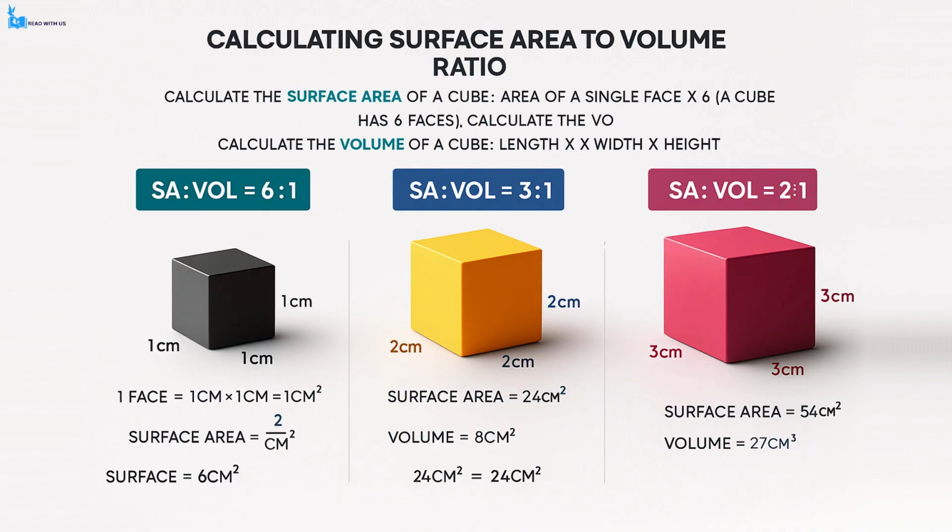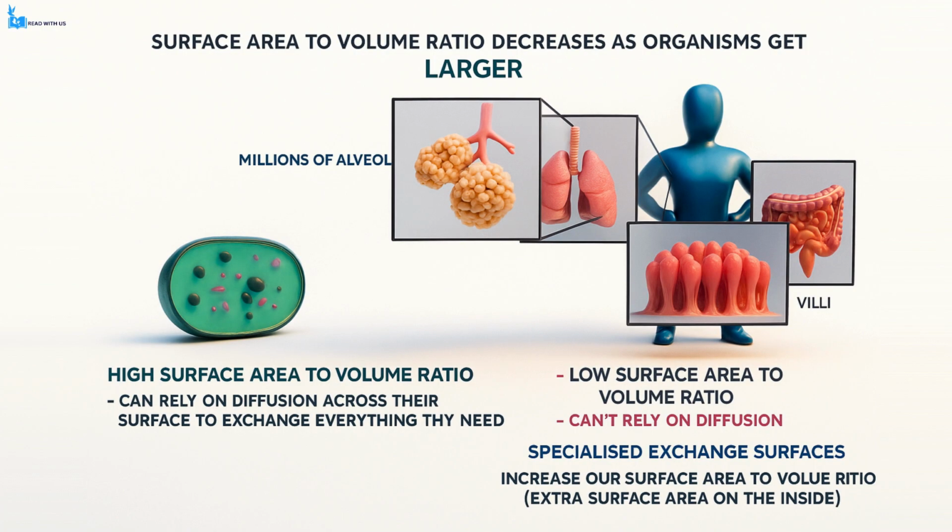From this comparison, it becomes clear that as the size of the cube increases, both surface area and volume increase, but the volume increases much faster, causing the surface area to volume ratio to drop significantly. Applying this understanding to real organisms, bacteria, being extremely small, have a very high surface area to volume ratio, which means that they can effectively rely on diffusion through their surface to get all the substances they need and to remove waste. On the other hand, humans, being large, have a low surface area to volume ratio and therefore cannot rely on diffusion alone to meet their metabolic needs.